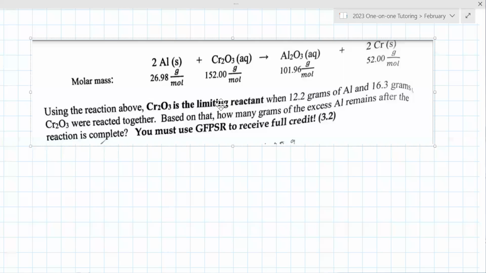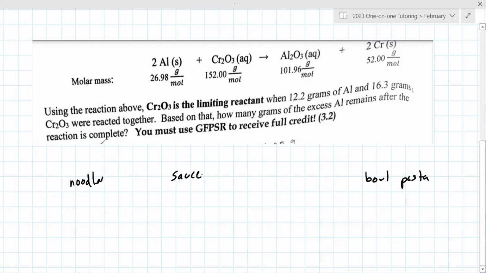Right. If you don't mind, can I take 2 minutes to talk about cooking and what a limiting reactant is in cooking? Because I think it might make more sense. If you've ever made a bowl of pasta, there are typically 2 ingredients: the noodles and the sauce. If you don't have enough sauce, it doesn't matter how many noodles you have.